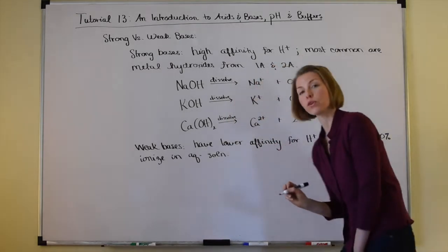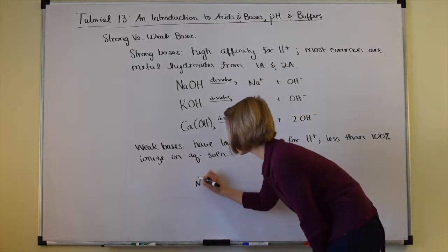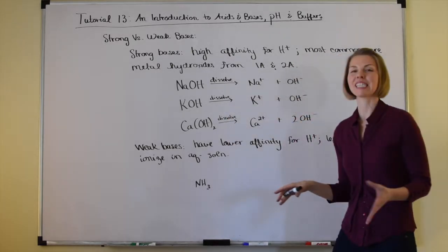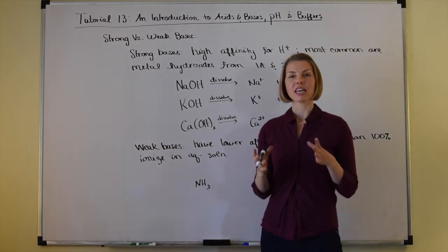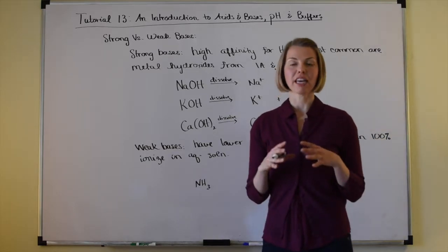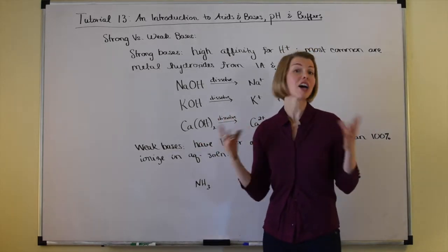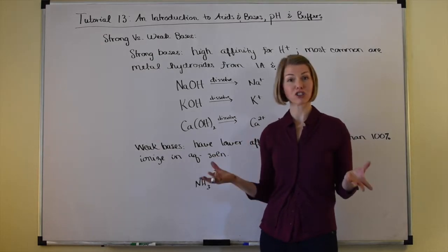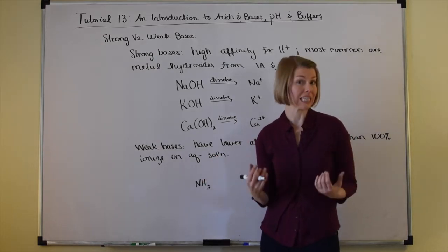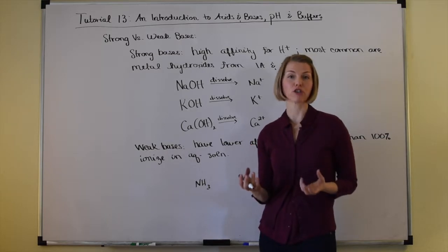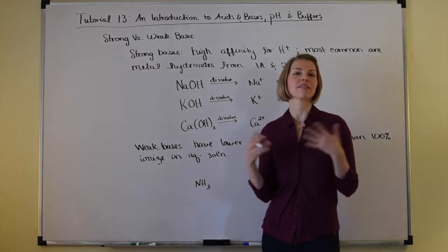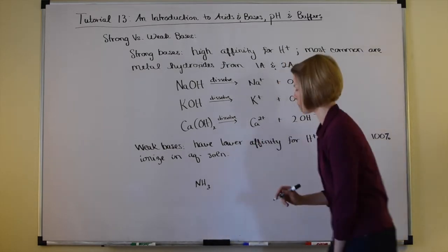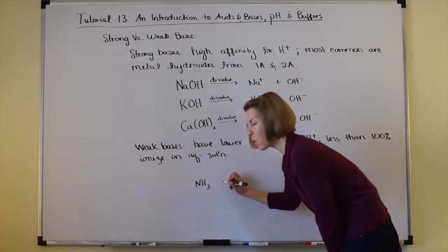So let's take ammonia as our example. And I do keep picking ammonia for a reason. Ammonia is a really good one to look at if you're going to be moving into biological chemistry, because the bases that you'll be dealing with in biological chemistry will be amines, and they're very similar in structure to ammonia. But instead of having all hydrogens, they have carbon attached to them as well. So that's why I keep picking ammonia here.